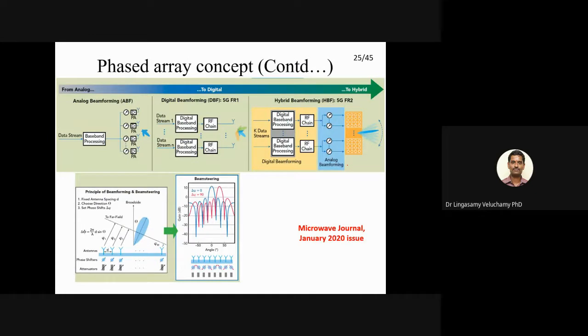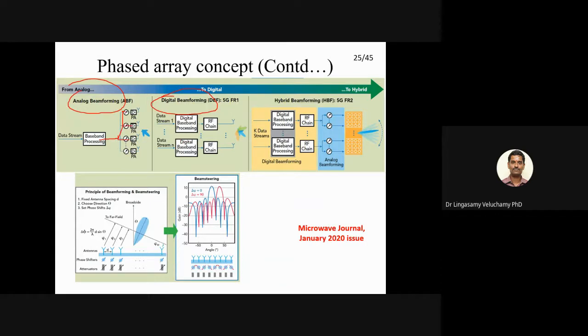This is how a phased array concept works. Here beamforming networks are available, which means analog beamforming and digital beamforming. The difference between digital and analog is that in analog beamforming, the baseband processed data will be fed to multiple antennas.